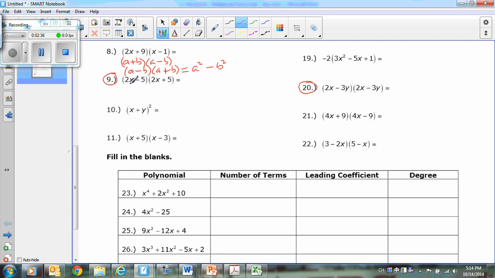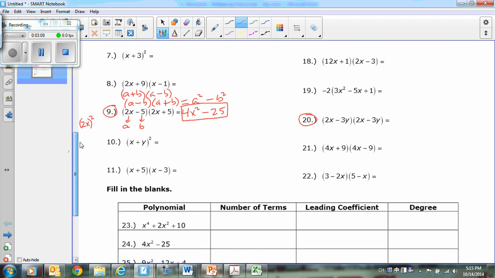In this case, our first term 2x, that's our a, and the 5 is b. So our final answer, we're just going to take that first term and square it. Now remember, I'm squaring 2x. So over here in the margin, I'm just going to write down what we're doing. We're taking 2x and we're squaring that. That means 2x times 2x. So that would give us 4x squared. And then minus, let's square the second term. When you square 5, you get 25. All right, so there's number 9.